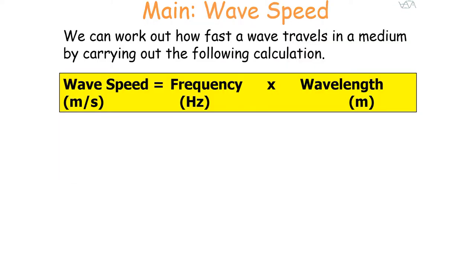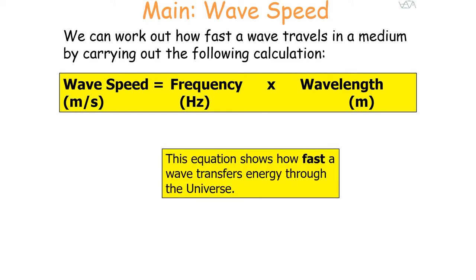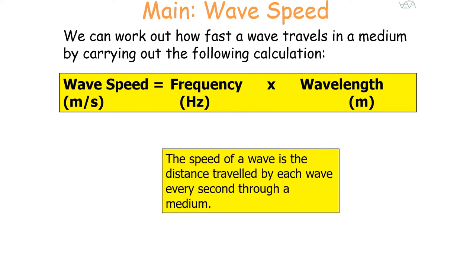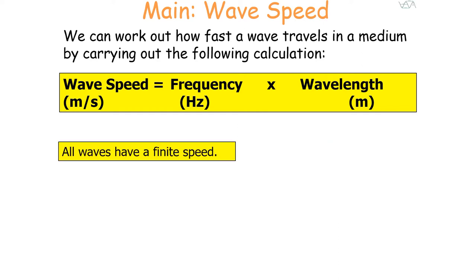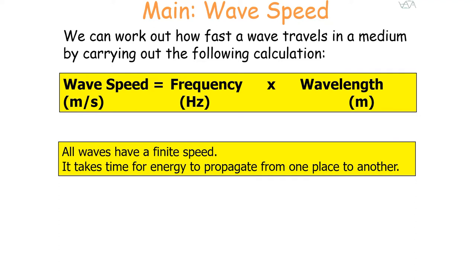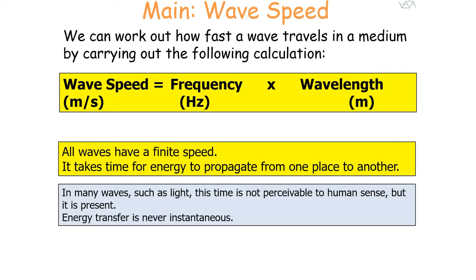Now we can also work out how fast a wave travels in a medium by using this particular equation. Wave speed in meters per second is equal to frequency in hertz times wavelength in meters. So this equation shows how fast a wave transfers energy. The speed of a wave is the distance traveled by each wave every second in the medium. Now all waves have a finite speed, because it takes time for energy to propagate from one place to another. In many waves, such as visible light, this time isn't perceivable to human senses, but it is present. Energy transfer is never instantaneous.